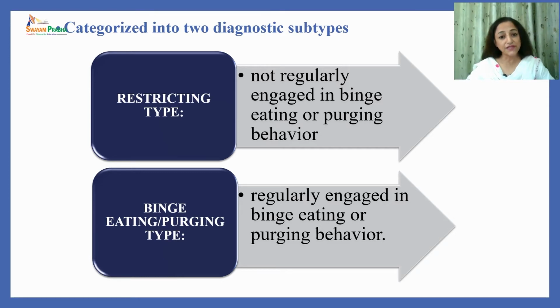The first one is restricting type and the second one is binge eating or purging type. In restricting type, as the name suggests, the person will fail to adhere to the normal eating pattern and will simply refuse to eat normal food because the person fears that he will become overweight. And the binge eating or purging type is where people are regularly engaged in binge eating or purging behavior just like bulimia nervosa. But the difference in this condition is that here the person is already underweight and still that person is going for this purging behavior.